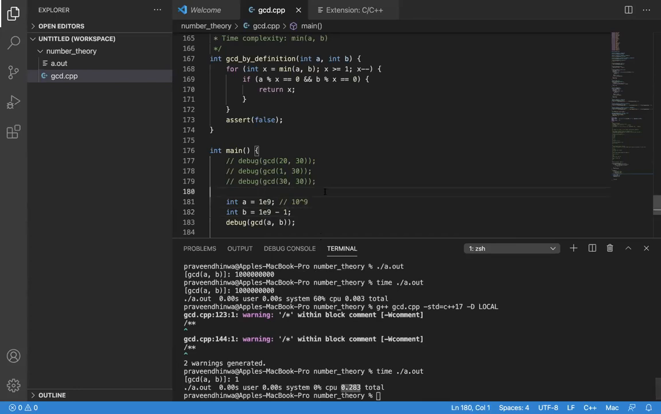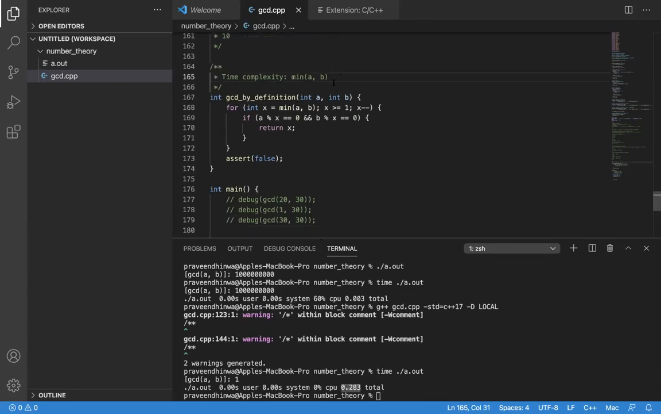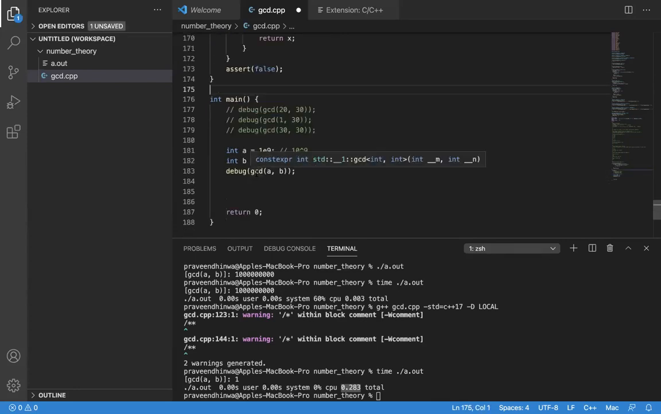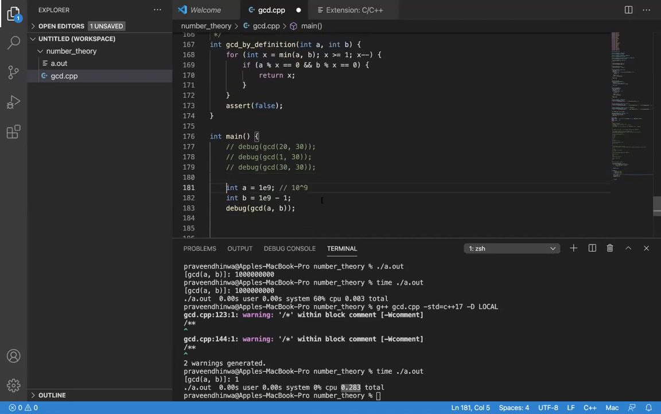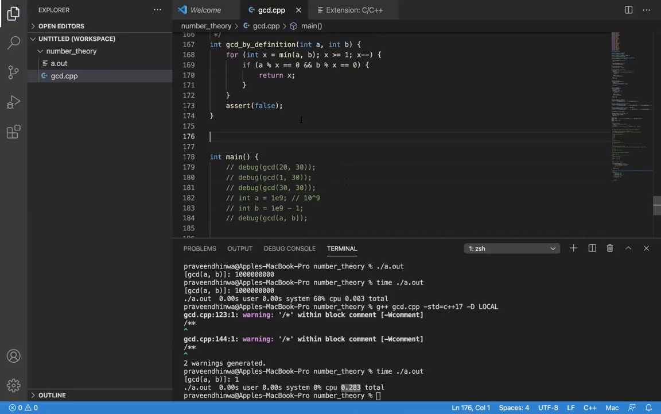So its time complexity is the minimum of a comma b. So this program will not run fast if you want to compute GCD for many numbers. Let's say you want to find GCD for thousands of pairs of a comma b, then it will be difficult for you to do. So this is the basic approach. How can I make it slightly faster?